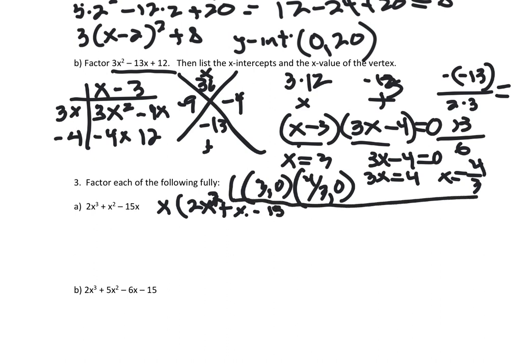And the process we're going to use is the same as we used above. So we're going to create the table here, and we're going to have 2x squared, and we're going to have negative 15.